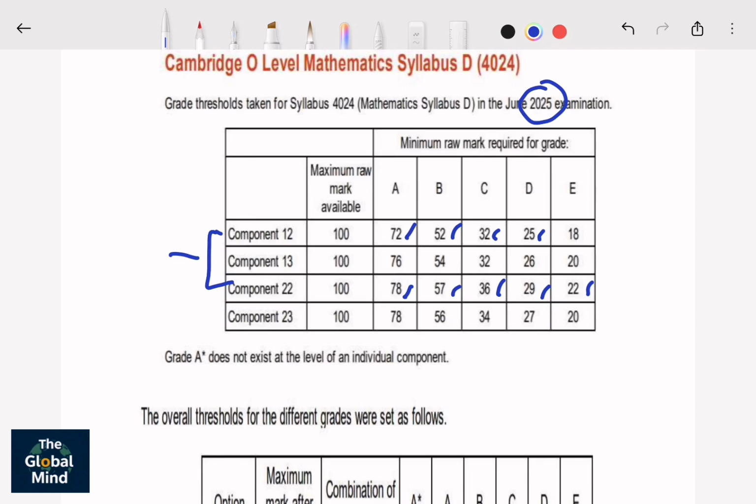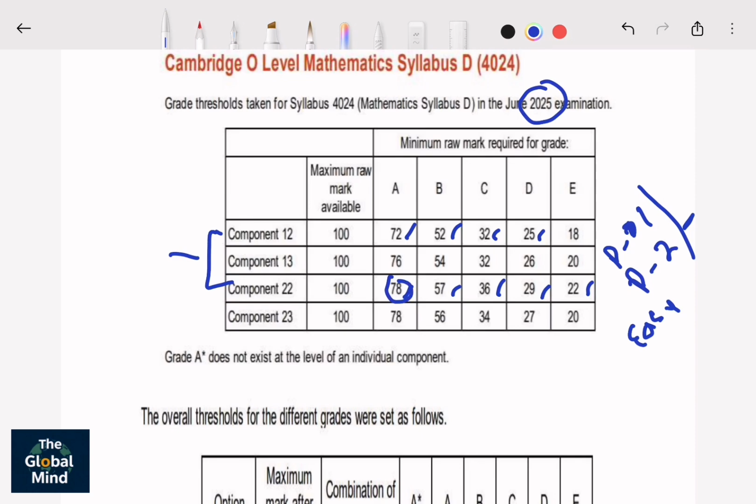Another important thing which you should note is that component 1 2, or paper 2, what we call paper 1, sorry. Paper 1 and paper 2, if we compare them, paper 2 is always easier as compared to paper 1, because the threshold over there in 2026 and here as well is quite high.